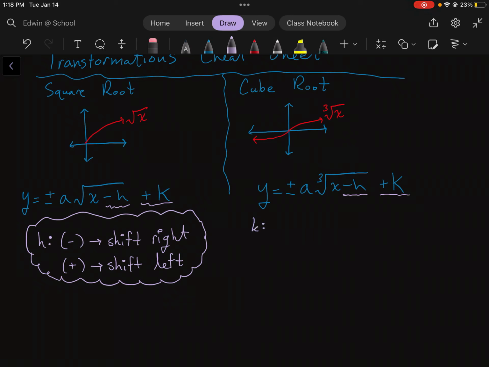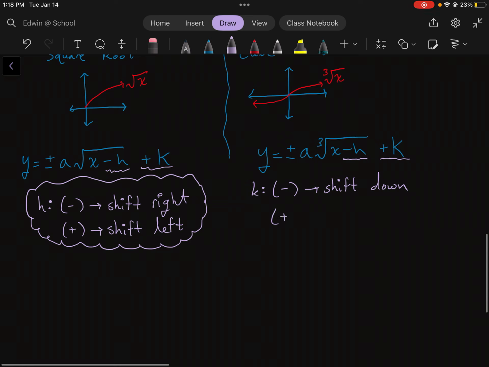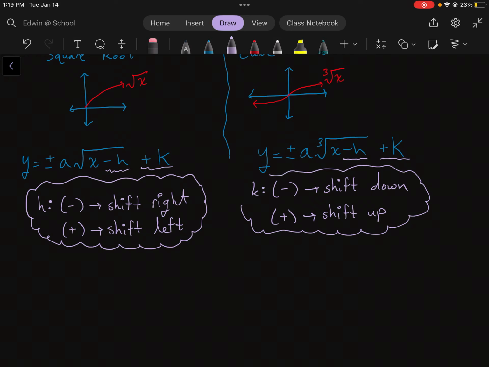The next one we're going to look at is the plus k on the outside. So we got plus k's on the very outside. So k, if we have a k on the outside, and if it's negative, this one does not switch. It's going to be vertical movement, so it's going to shift down. This one is just normal. If we have a positive k on the outside, that is going to shift up. So pretty simple.